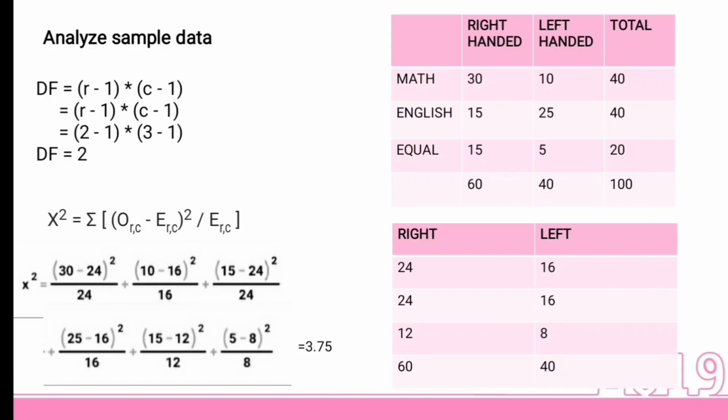As you can see, the total number of right-handed students who love mathematics is 30 and the expectation is 24, and so on. So our degrees of freedom is 2 and the chi-squared is 3.75.